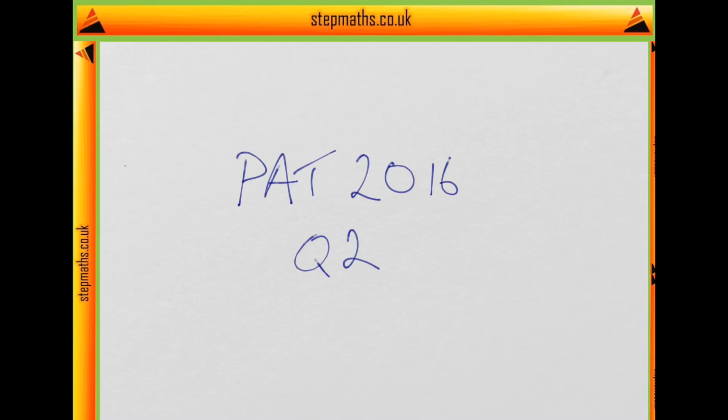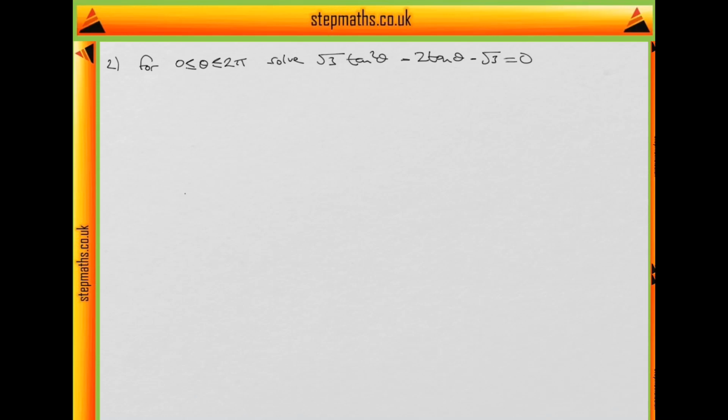Hi, today we're going to go through the second paper from the PAT paper from 2016. So question 2 says, we're asked to solve root 3 tan squared theta minus 2 tan theta minus root 3 equals 0 for theta greater than or equal to 0 and less than or equal to 2 pi.